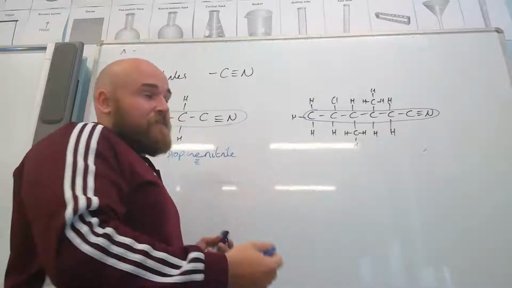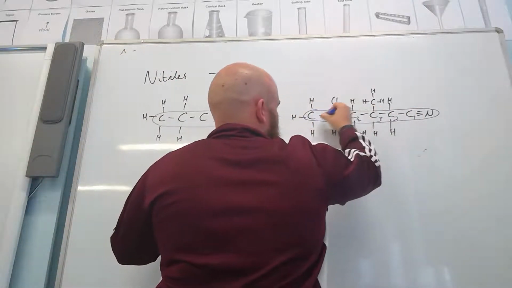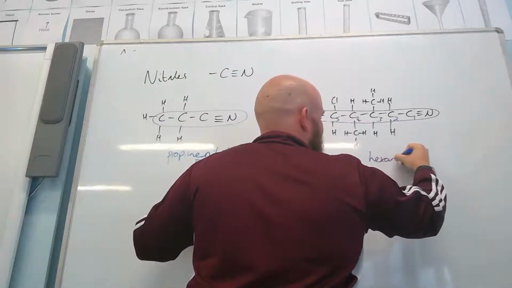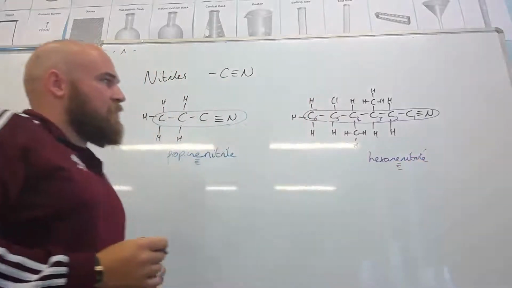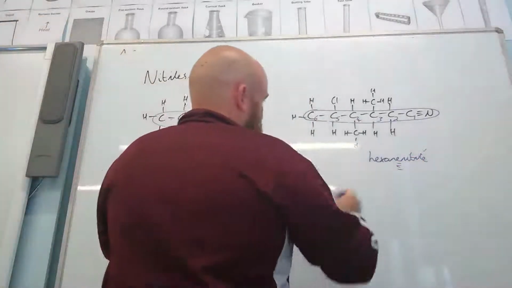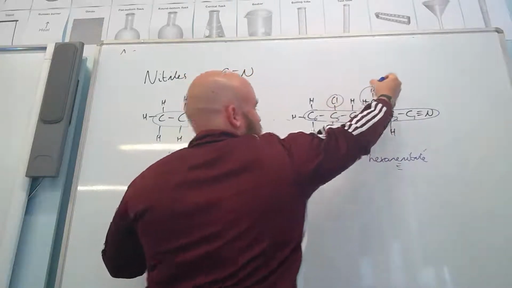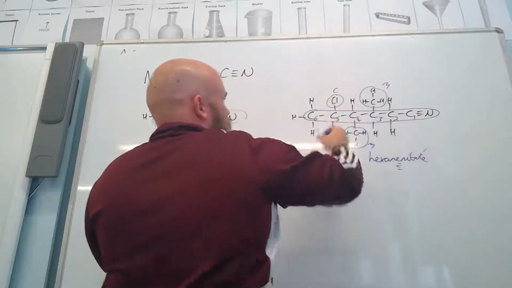Nitriles are always at the end of the chain. So I'm going to call this carbon 1, 2, 3, 4, 5, 6. So it's 6 carbons. So it's hexane nitrile. Don't forget the E. And then I'm just going to circle my branches. So what have I got? I've got that, and that. That's a methyl, that's a methyl, that's chlorine.